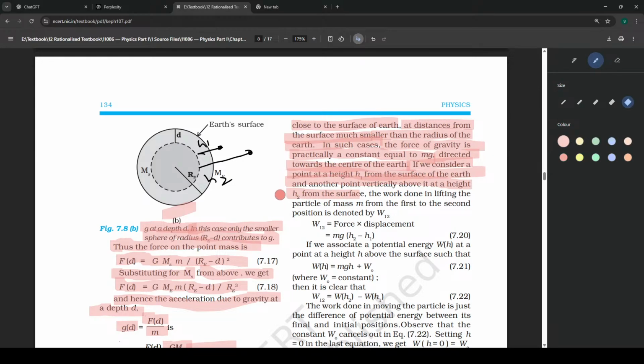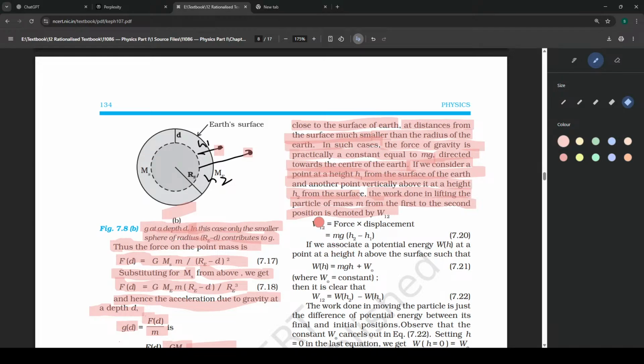If we consider a point at height h1 from the surface of the earth, and another point vertically above it at height h2 from the surface, the work done in lifting the particle of mass m from the first to the second position is denoted by W12.